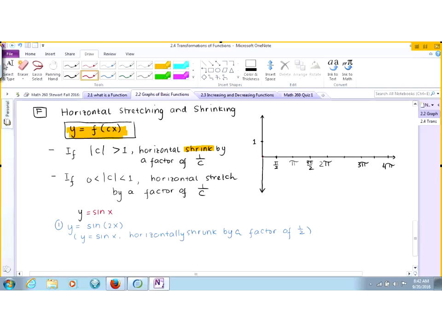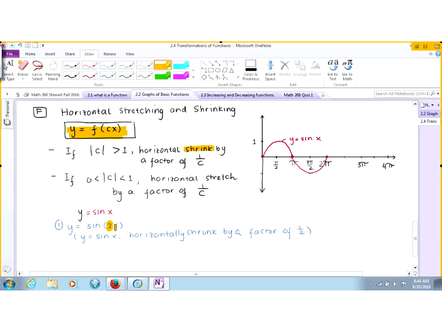So I'm going to draw the sine graph again. As I said, the vertical is not really to scale. Let's make it a little bigger. Okay, something like this. This is your original graph, y equals sin x. So this is one period of y equals sin x.